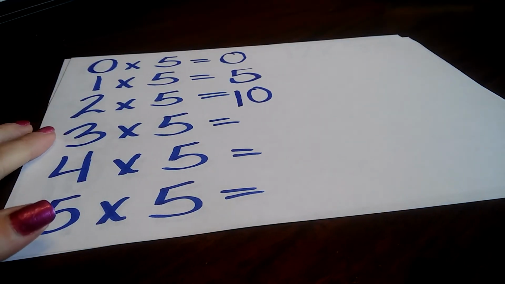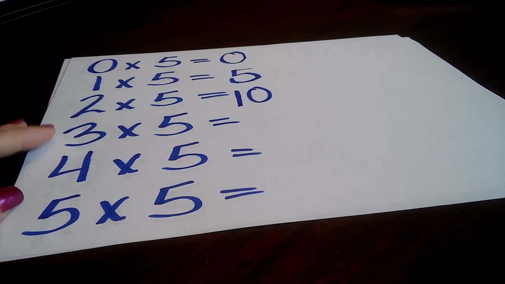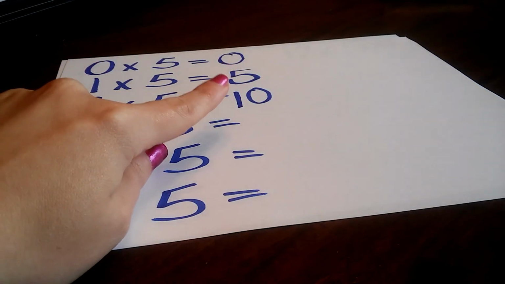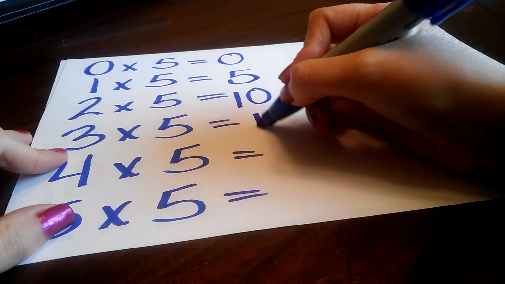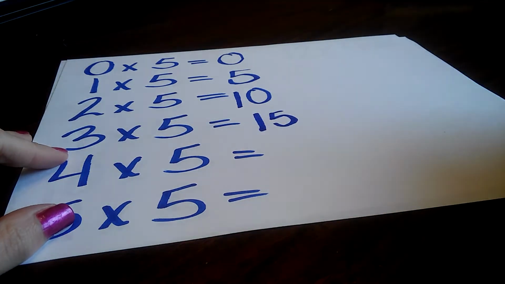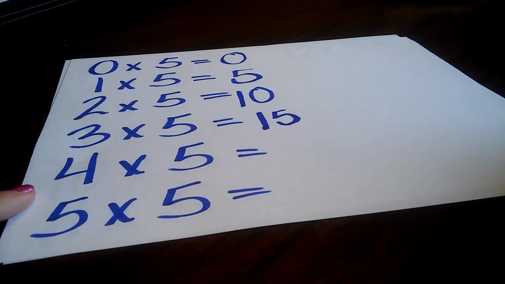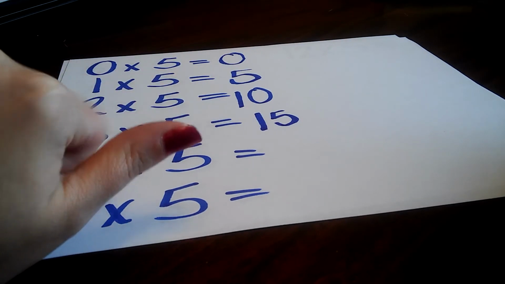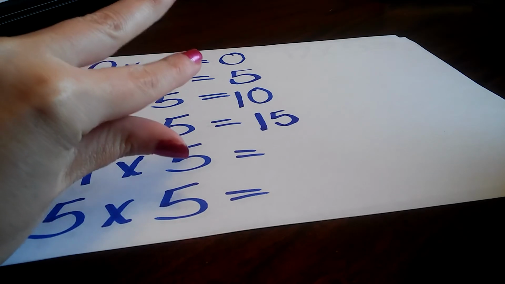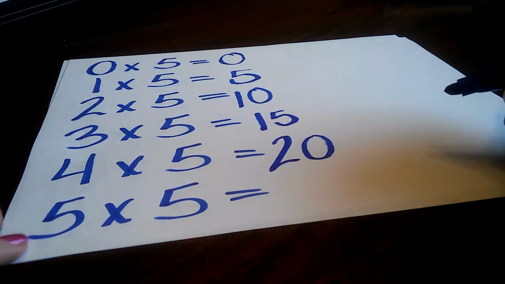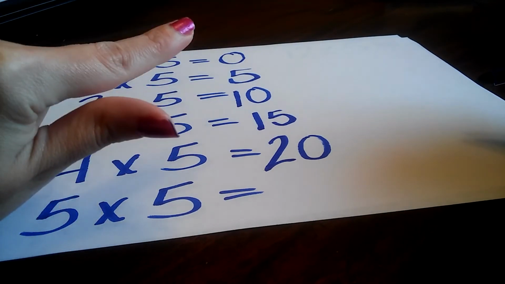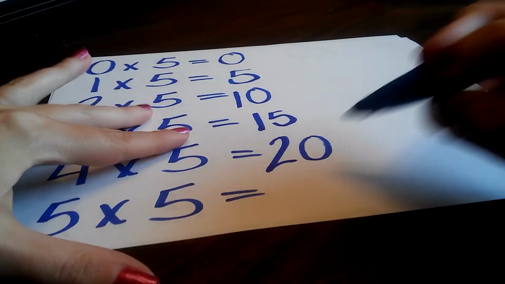Okay, this is where it's going to get a little bit more difficult. Now, when we get to 3 times 5, we're going to count by 5s 3 times. So we're going to say 5, 10, 15. 3 times 5 is 15. 4 times 5, we're going to do the same thing. 5, 10, 15, 20. 4 times 5 is 20. 5 times 5, 5, 10, 15, 20, 25.